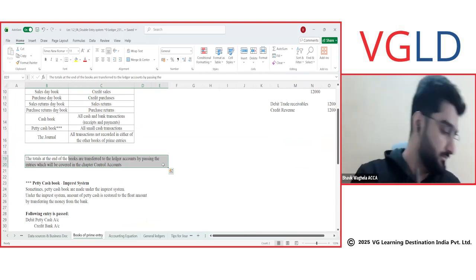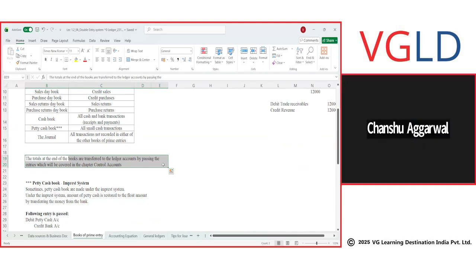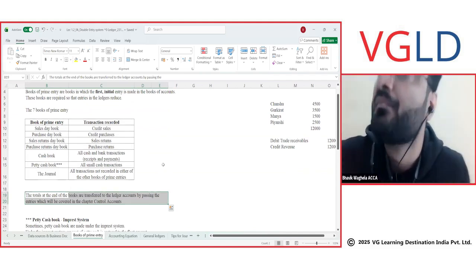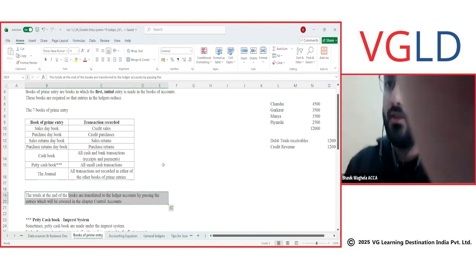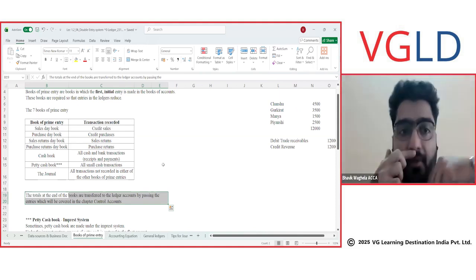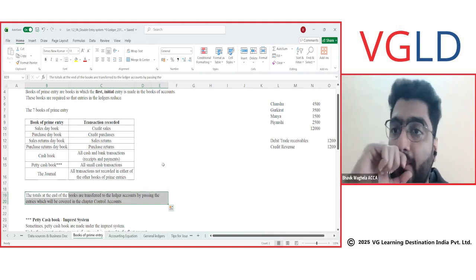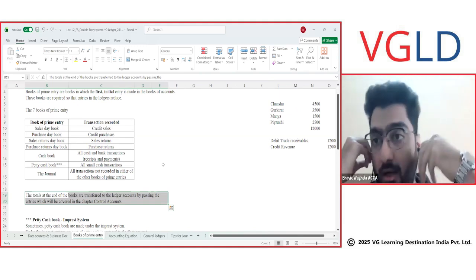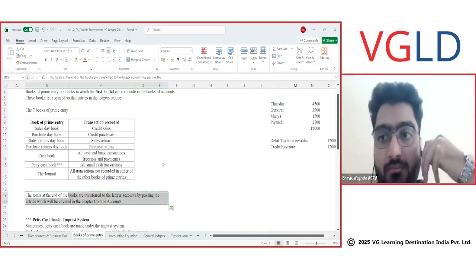Everyone understood this. So in prime entry book, we won't have the bifurcation of the accounts in the book. You will be having it, not in the journal entries, but in the respective purchase daybook and sales daybook. You will be having how much of goods worth was sold to a particular customer, how much money we have received, and so on.